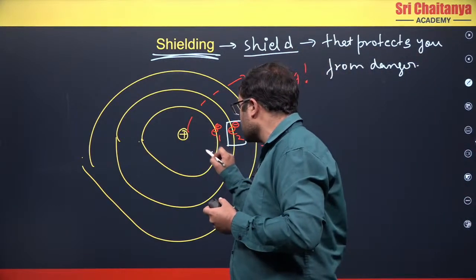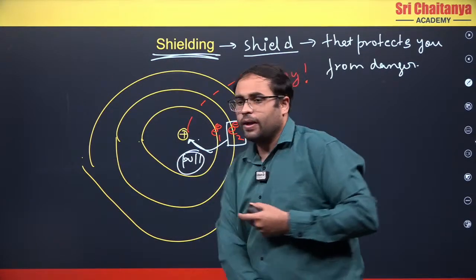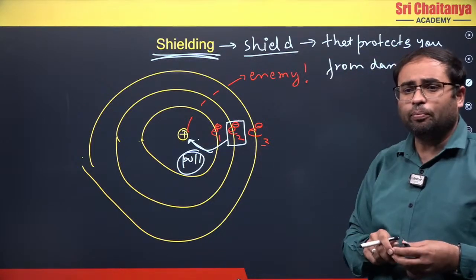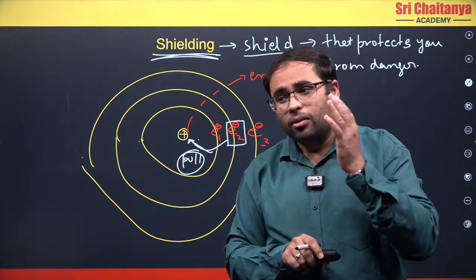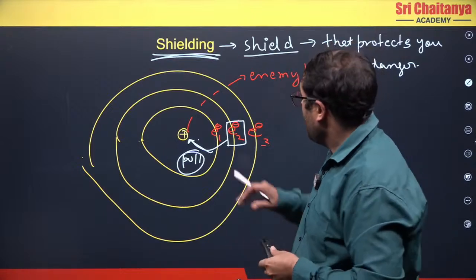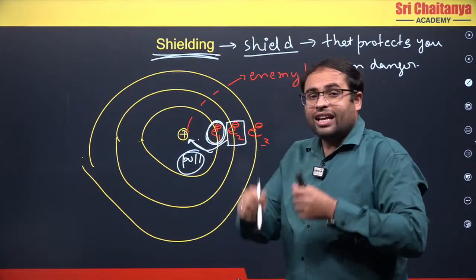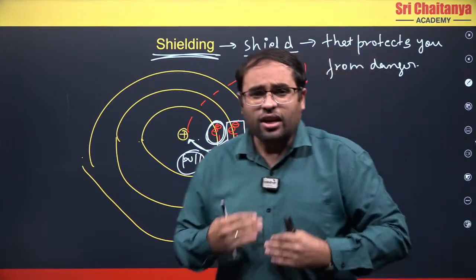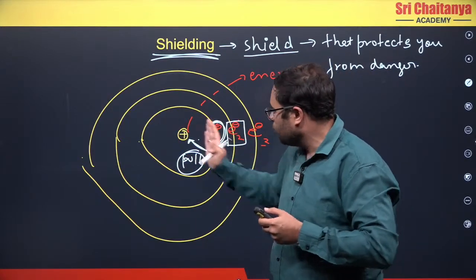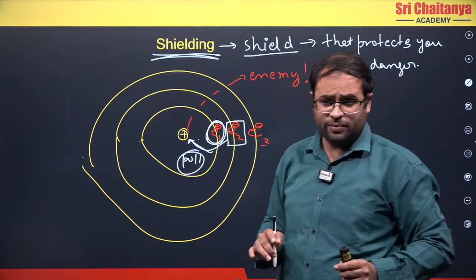What is the nucleus doing? The nucleus is pulling this electron towards it, right? What do you think? Which electron can do it, electron 1 or electron 3? Simply put some stress on your minds. Only and only electron 1 can help. So I can say that electron 1, like a shield, is standing between the enemy and the victim and protecting the victim. That is the absolute reason of what shielding actually is.